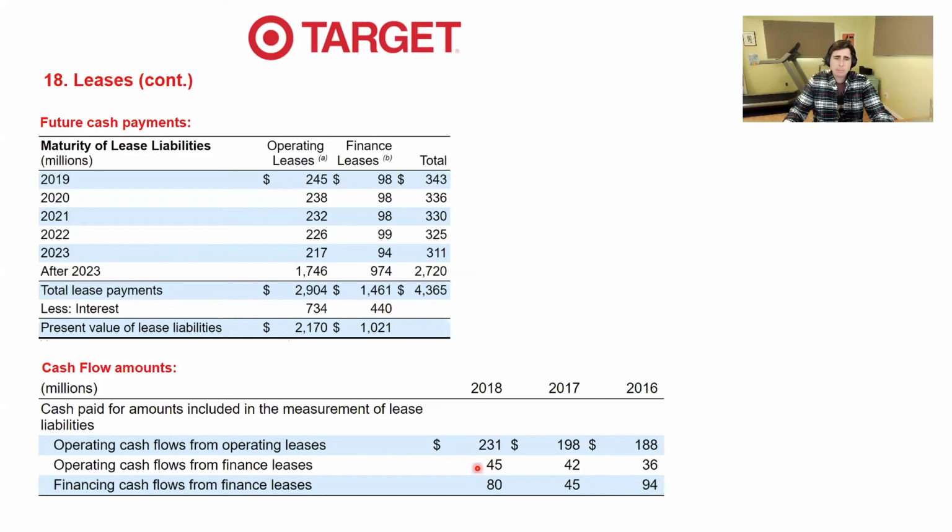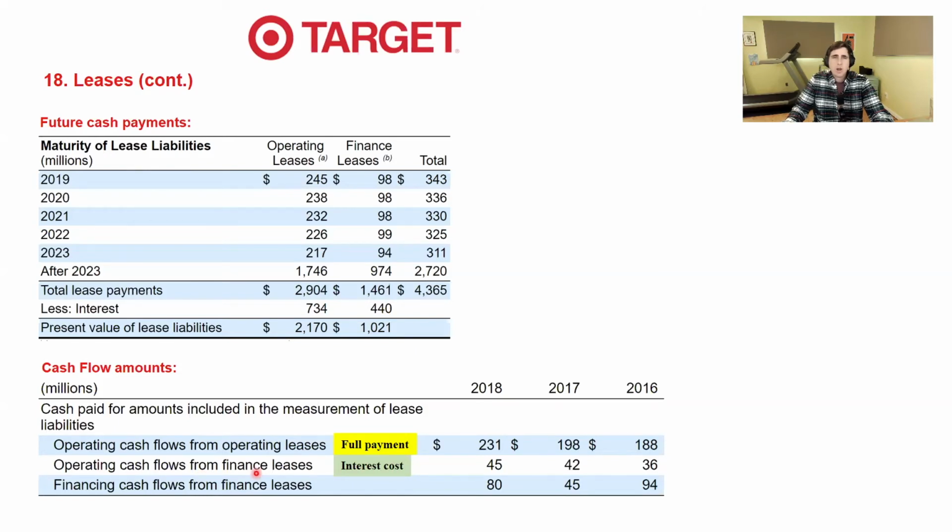You split it up between operating cash flows and financing cash flows, and here's how. For operating leases, the full payment just goes into the operating cash flow section. For a finance lease, the interest cost, the amount of interest based on the implied interest rate in the lease or the effective interest rate, goes into operating cash flows.